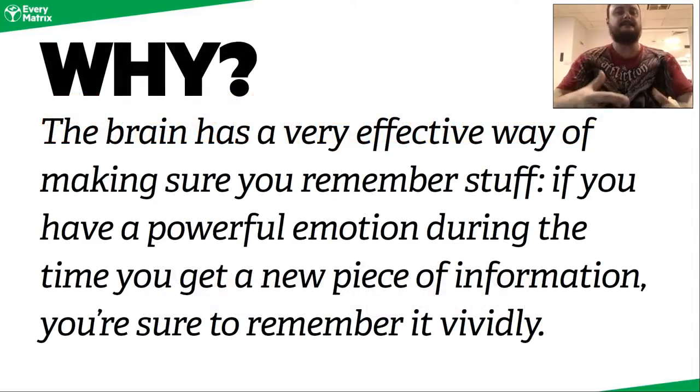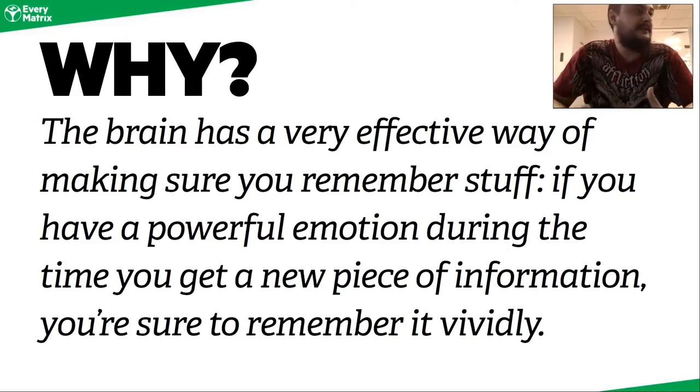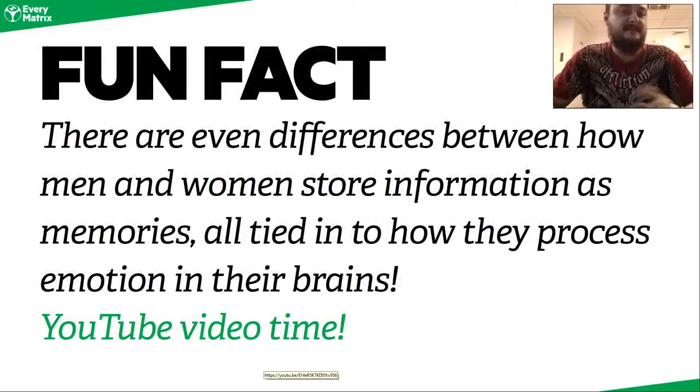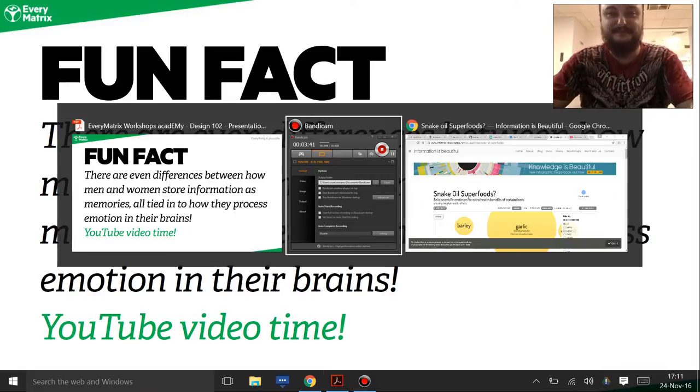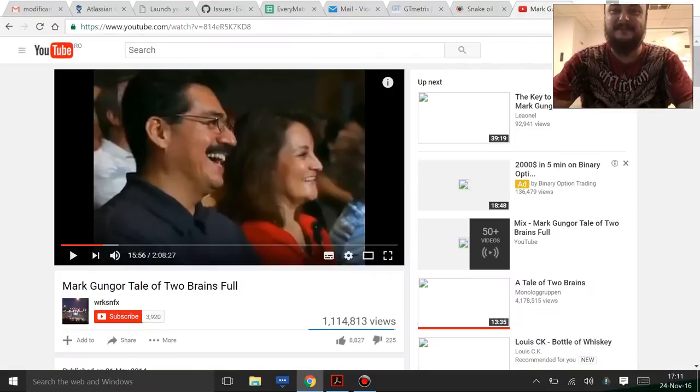Why? Because the brain is a very effective tool in remembering what it gets excited about. So if there's an emotion connected to a piece of information, you are much more likely to perceive it and to remember it than if it's just pure information. And there's a fun fact here. There are differences between sexes. So women tend to remember a lot of details compared to men, because men, let me play you a video.